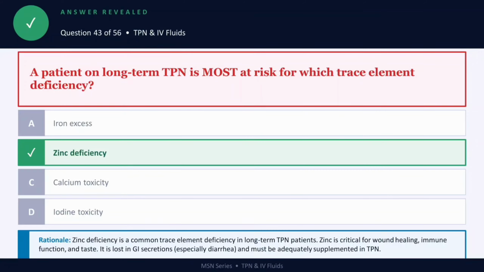Rationale. Zinc deficiency is a common trace element deficiency in long-term TPN patients. Zinc is critical for wound healing, immune function, and taste. It is lost in GI secretions and must be adequately supplemented in TPN.